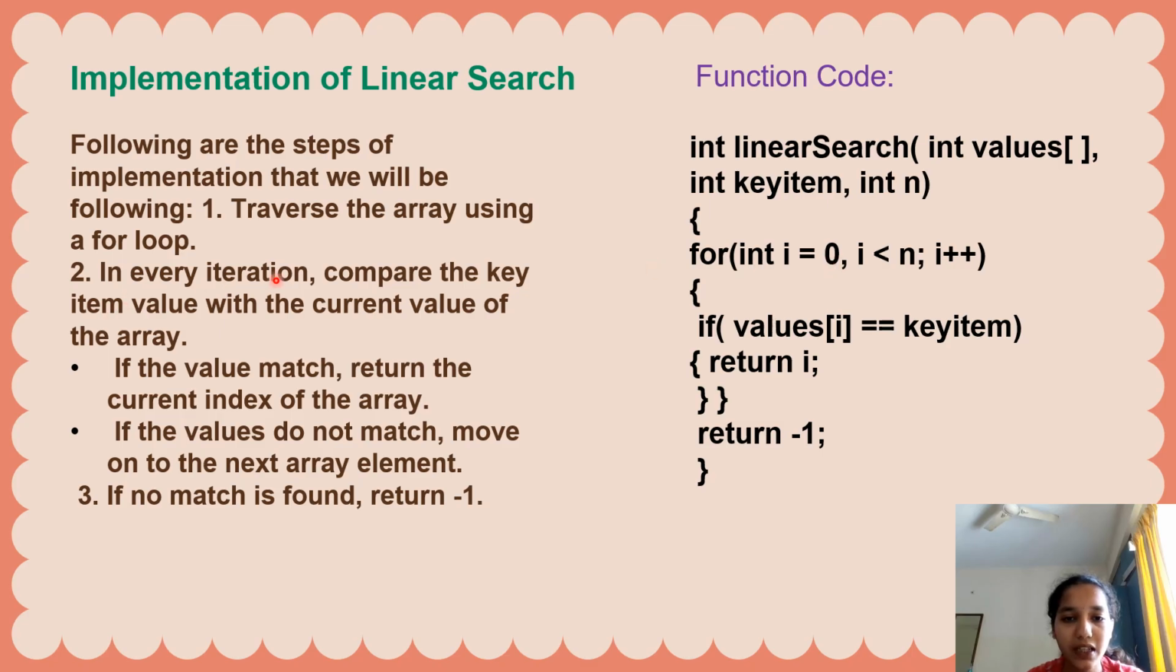In every iteration, compare the key item value with the current value of the array. If the value of i is equal to the key item, we compare here. If the value matches, return the current index of the array. If the values do not match, move on to the next array element. Just go to the next iteration. If no match is found, return -1.